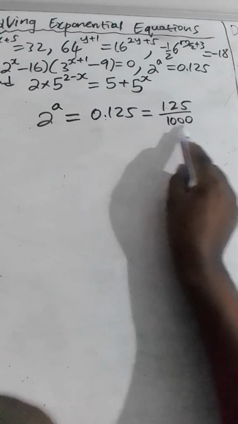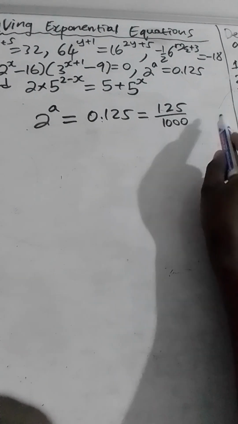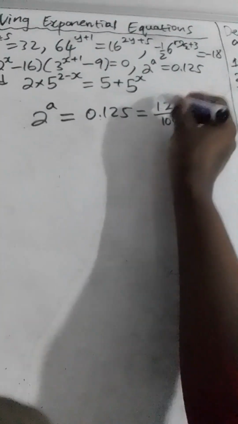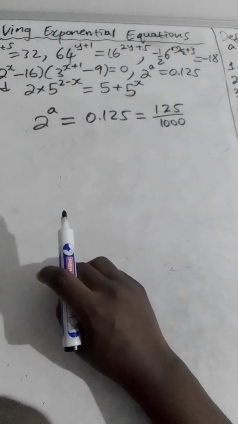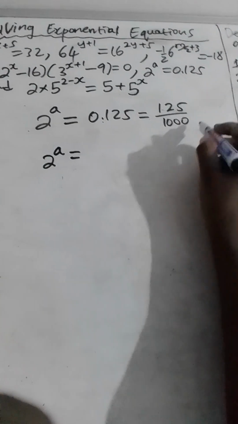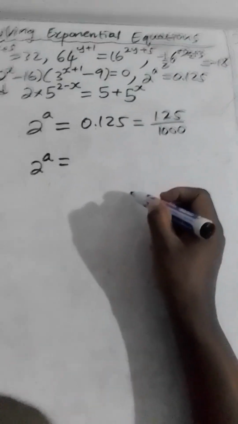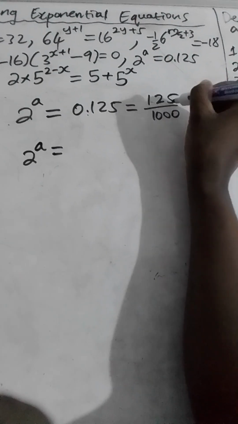If it was 4 digits, we would divide by 10,000 because it will be 1 followed by 4 zeros, and so on. Now with this, you can simplify. You're going to have 2 to the exponent a is equal to, let's find common factors here.